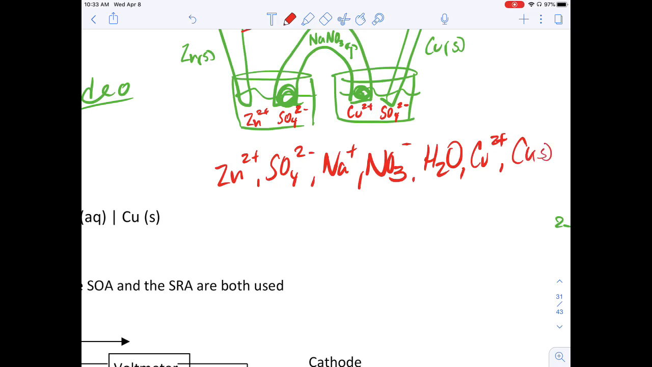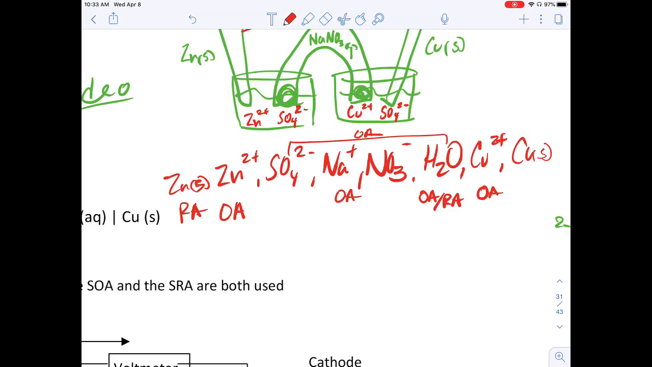And so I'm going to check my data booklet, and I'm going to see that this is an oxidizing agent, that this, oh, I also have zinc solid. The zinc solid is my reducing agent. Sodium is a terrible oxidizing agent. Sulfate and water are terrible oxidizing agents. Water is an oxidizing agent and a reducing agent. Copper 2 is an oxidizing agent, and copper is a reducing agent.